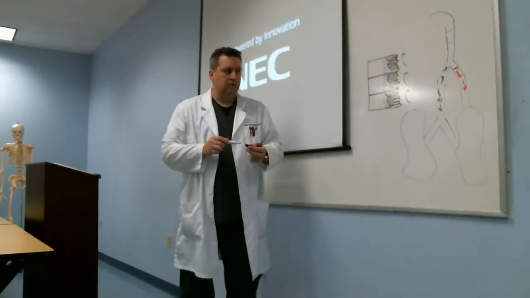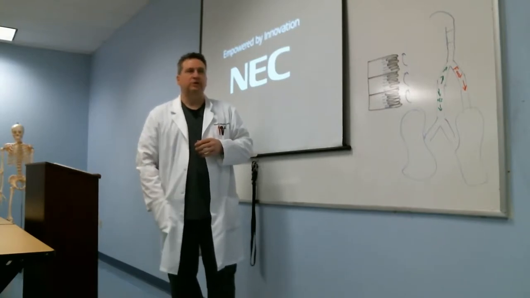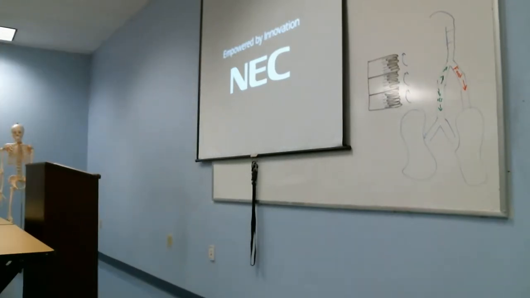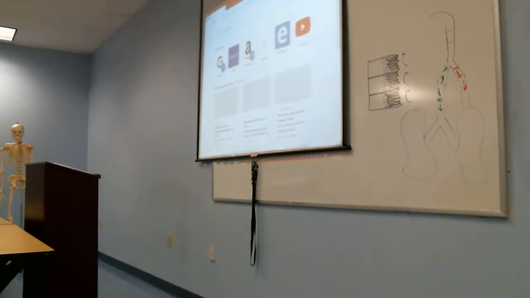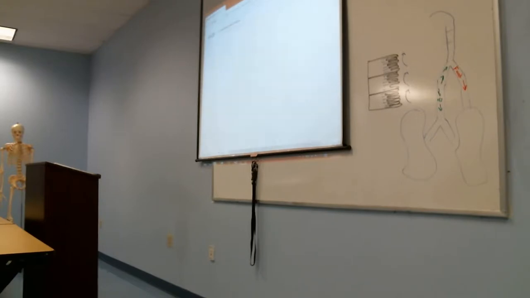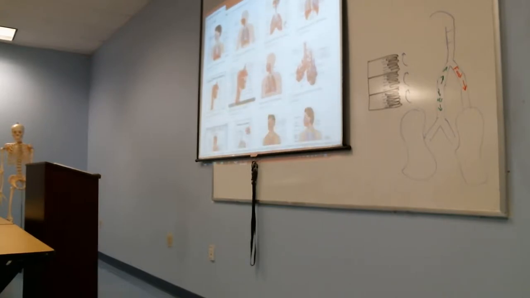So which one's the food tube? The esophagus. And the other is for the air. Yes. I'll show you a picture. Okay, let's do it this way.